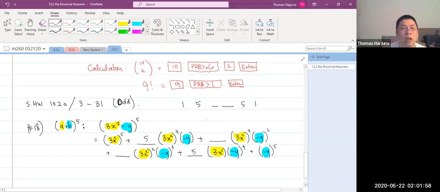Now, how to get this number? This is 5c2. Degree of 5, exponent of b is 2. You can also use 5c3 if you want. Now 5c2 is 10. So this will also be 10. Is it right? Yeah, 5c2 is 10.